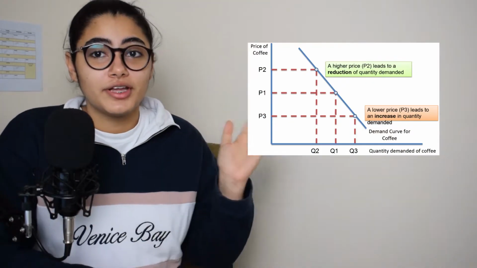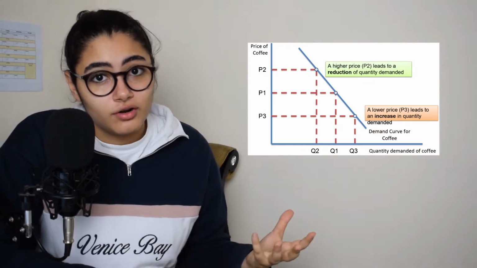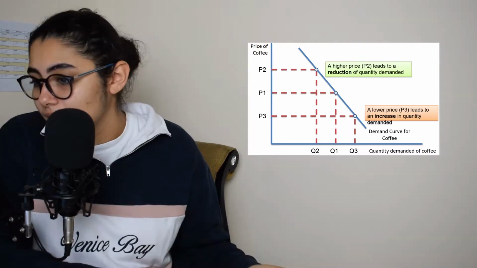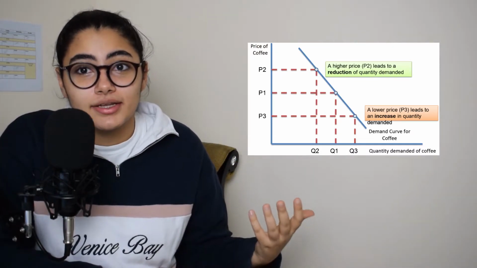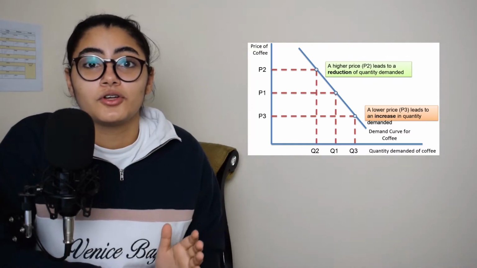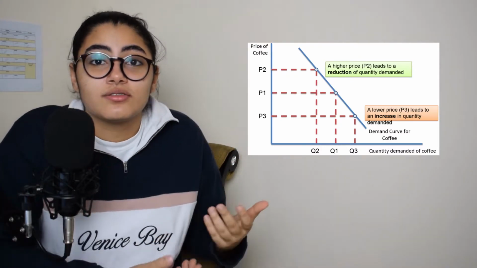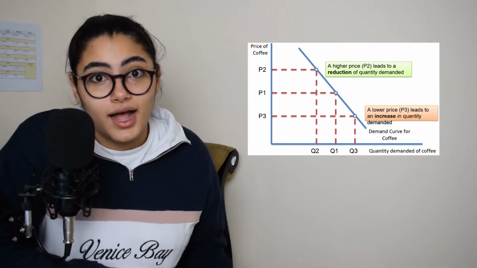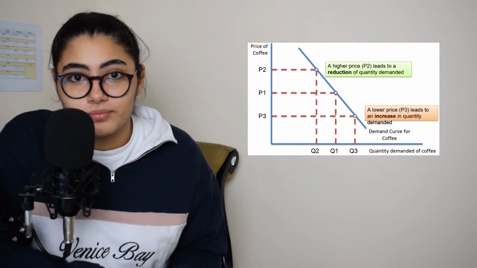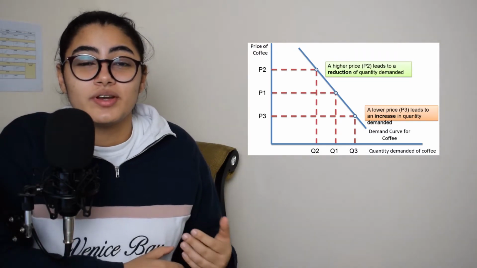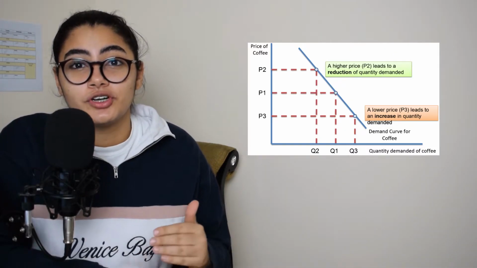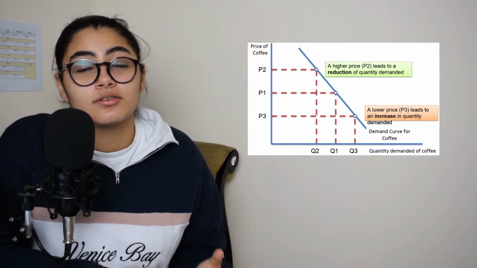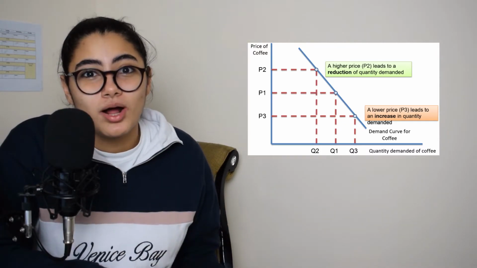Okay, so over here there should be a demand curve. Now, as we can see, a higher price leads to a reduction in the quantity demanded, meaning the demand curve would go inwards and upwards because there is less quantity demanded and a higher price. However, if there is a low price, it would cause an increase in the quantity demanded, meaning that the demand curve would shift outwards and downwards because there is a lower price and more quantity.